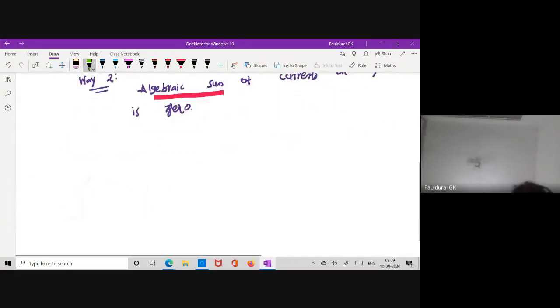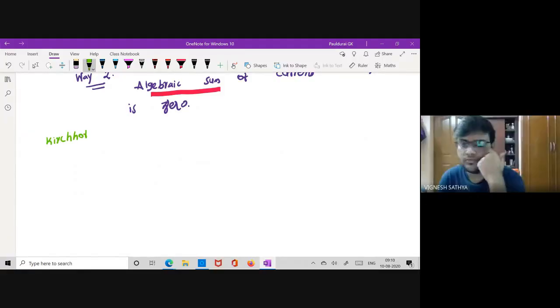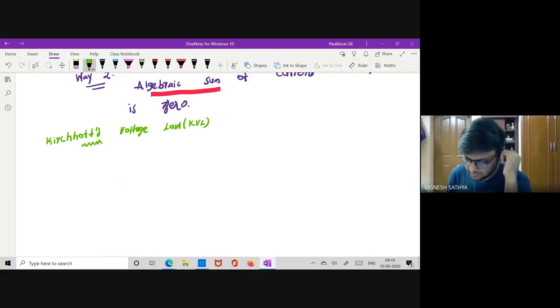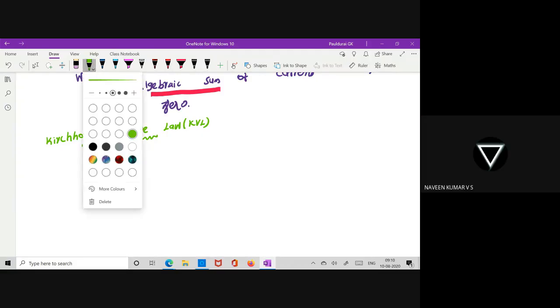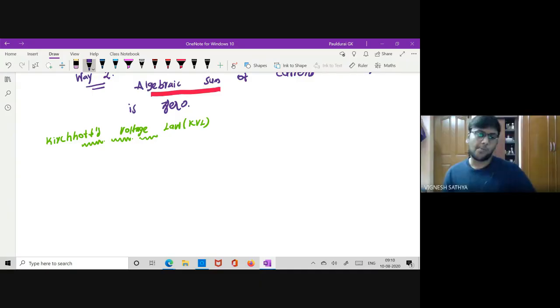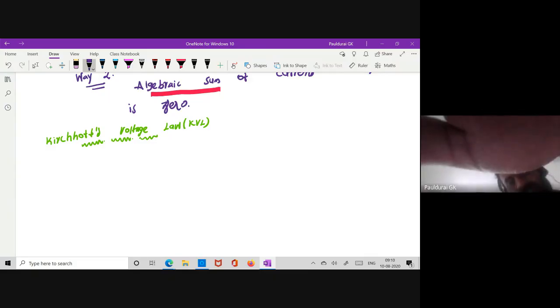So what is KVL? Kirchhoff's voltage law. That we know. I'm asking the definition. How will you define it? Sum of applied voltage equal to dropped voltage. So where will you define KVL, at a node or at a loop? At a loop. Where we defined KCL, at a node, right? So here at a loop.